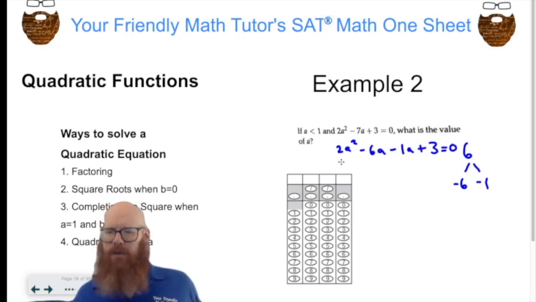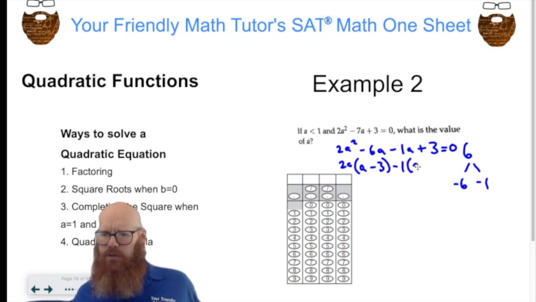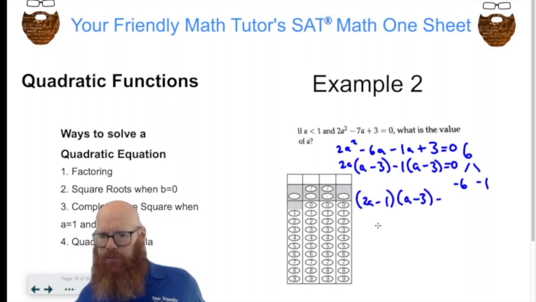And then I'm going to factor by grouping. So I'm going to take a 2a out of the first 2 terms, so I'm left with an a minus 3. Then I'm going to take a -1 out of the second 2 terms, so I'm also left with an a minus 3. When you get the same factor here, you know you're on the right track. So if I factor this now, it's 2a minus 1 times a minus 3 equals 0.